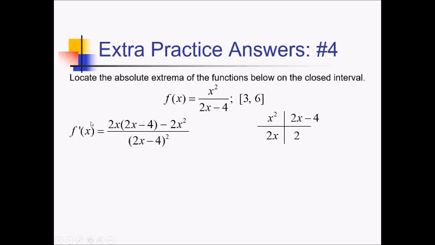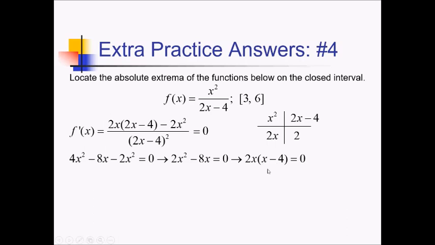So I need to figure out where this thing comes out to 0 or undefined. Let me start with the 0 end of it here. So to get that, I'm just looking to see where the numerator is 0. So let me distribute this out. We've got 4x squared minus 8x minus 2x squared equals 0. So this is really 2x squared minus 8x equals 0. I can factor out a 2x, leaving me with an x minus 4 inside.